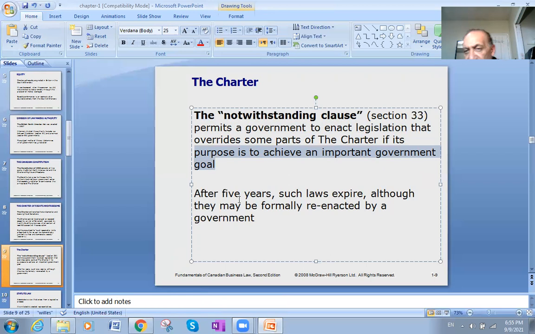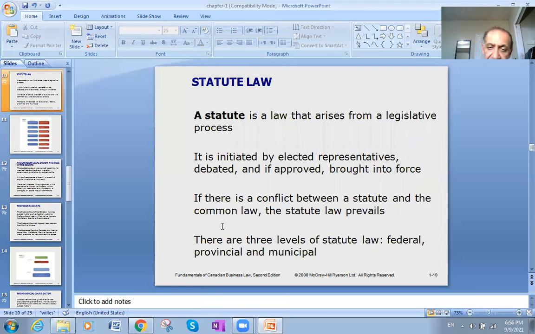So it's left to the government to act and make amendments if this is good for the will of improving the Charter itself, for the better, because of the needs of the people. After 5 years, such a law expires, although it may be formally re-enacted by a government. Okay.